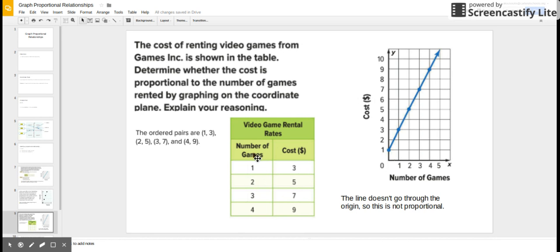1, 2, 3, 4. If we put a 0 here, what would the cost be? Well, you're changing by 2 here, right? 3 plus 2 is 5, 5 plus 2 is 7, 7 plus 2 is 9, right? So if we added a 0 here, 3 minus 2 would be 1. So this ordered pair would be 0, 1. Okay? So the line doesn't go through the origin, so this is not proportional. Even though it's straight, it doesn't go through the origin, so it's not proportional.